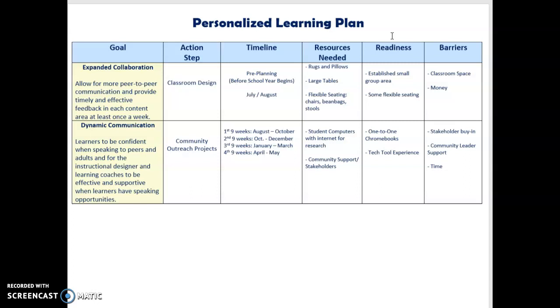The readiness would be that I already somewhat have some of these components in my classroom. There is a small group area, and there is some flexible seating, such as I do have some pillows, bean bags, things like that in my classroom. However, the barriers for me are space and money. My current classroom is a standard size classroom. It's pretty tiny, especially once you get 25 ten- and eleven-year-olds in there and we start moving around. It gets real small real quick.